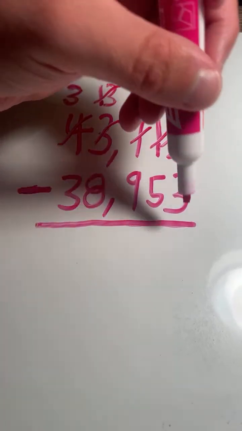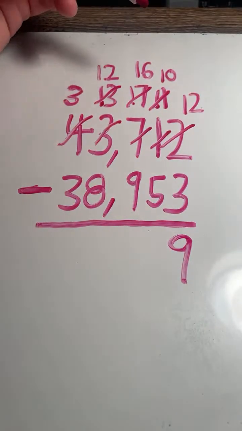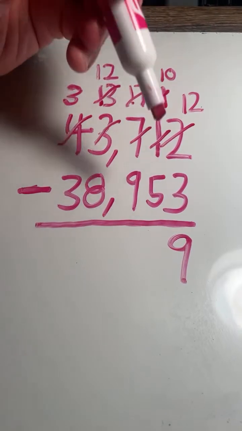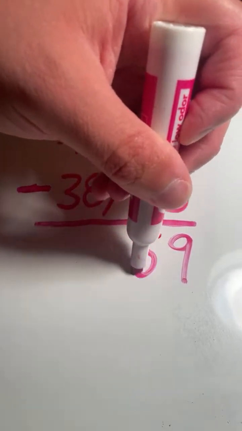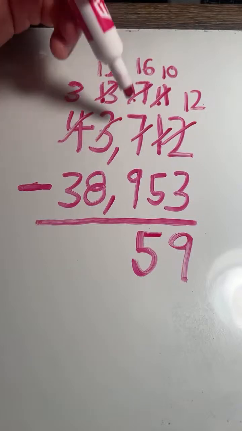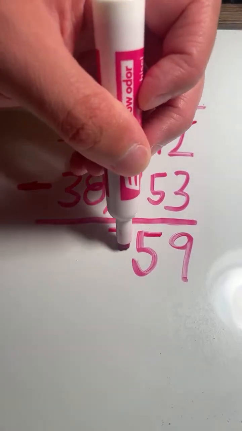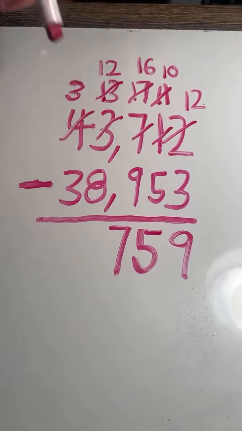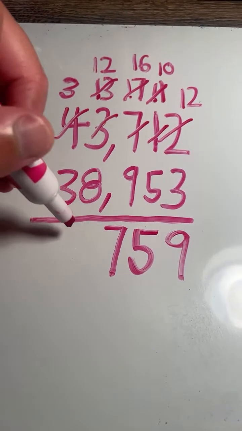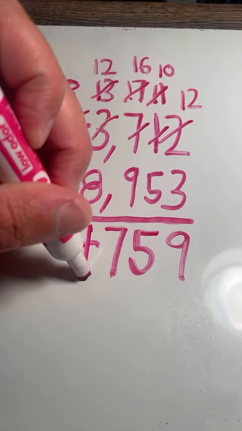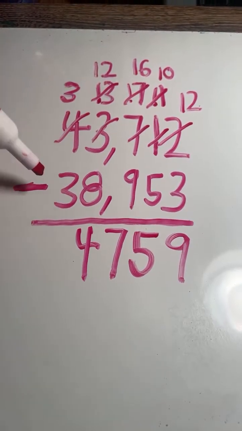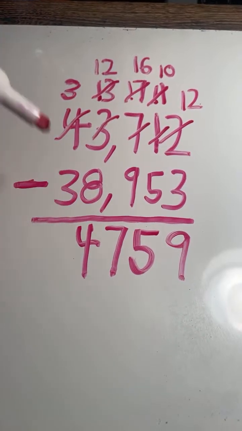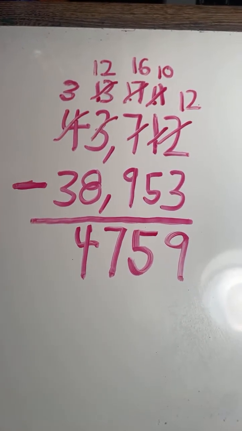12 minus 3 equals 9. 10 minus 5 equals 5. 16 minus 9 equals 7. 12 minus 8 equals 4. 3 minus 3 equals 0. We could put a 0 there, or we could just leave it blank. Either way, it isn't going to change the value of the number.